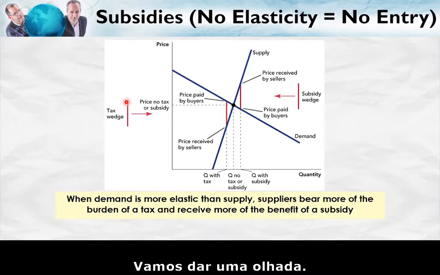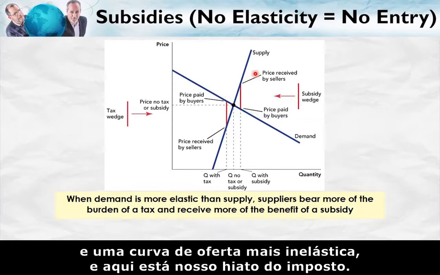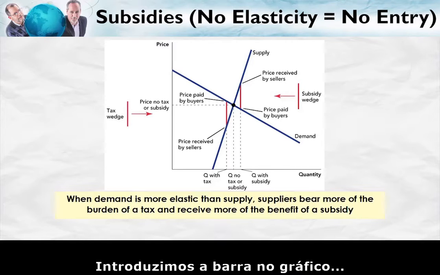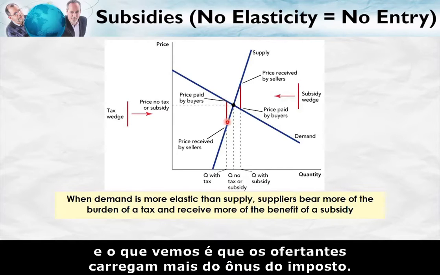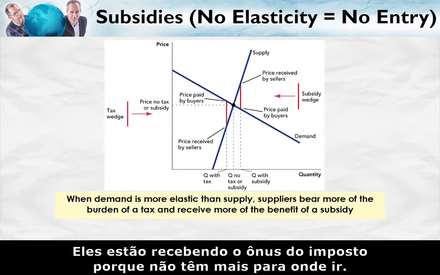Let's take a look. Let's redo our tax analysis. So suppose we have a fairly elastic demand curve and a fairly inelastic supply curve. And here's our tax wedge. We drive it into the diagram. And what we see is that the suppliers bear more of the burden of the tax. That is, the price to them falls.